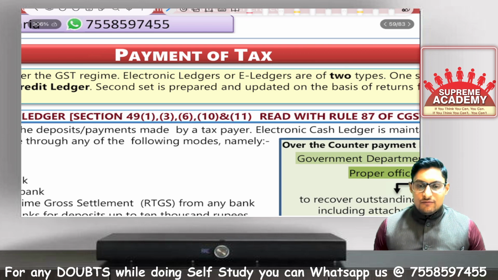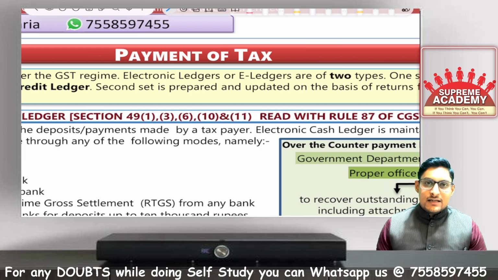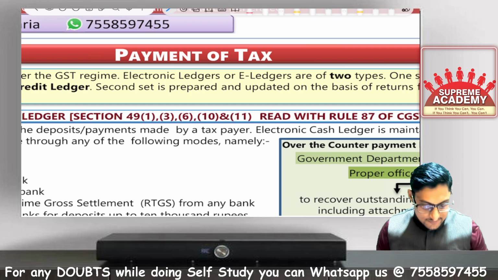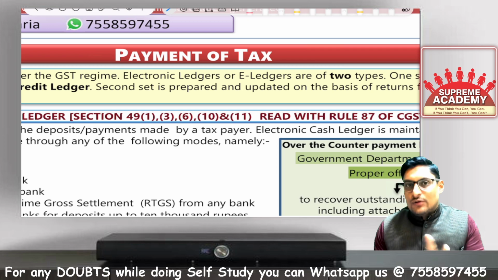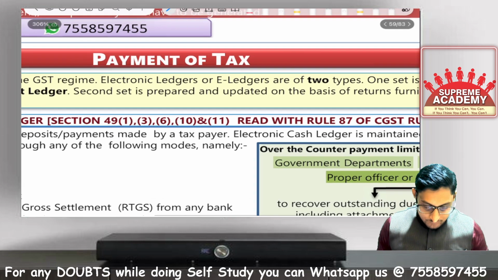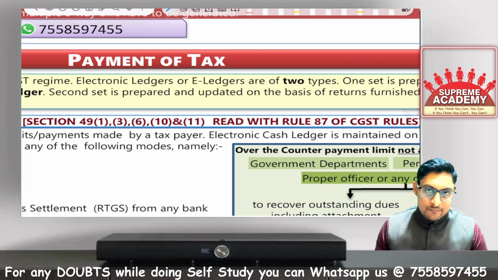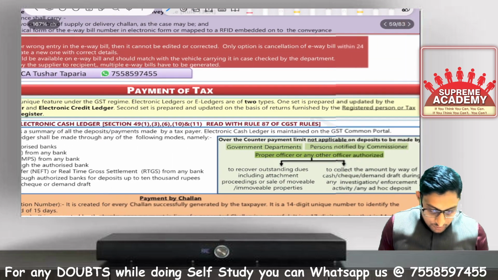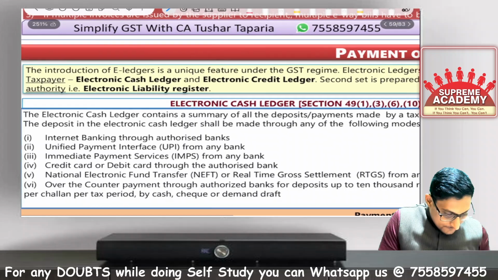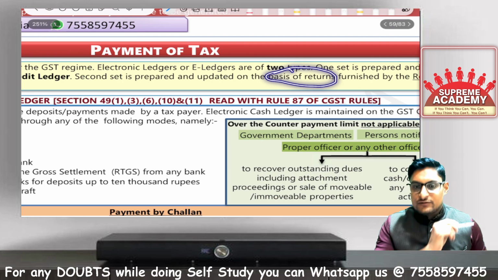While revising payment of tax, we should have a proper understanding of one thing: in GST there is a system of electronic ledgers, and these electronic ledgers are of two types. Type number one, the one set is prepared by the taxpayer, and another set is prepared through the information furnished while filing the returns. So one set is prepared by the taxpayer and the other set is updated on the basis of returns furnished.